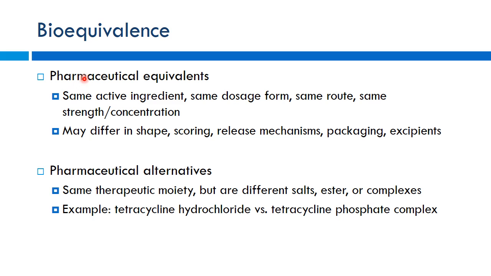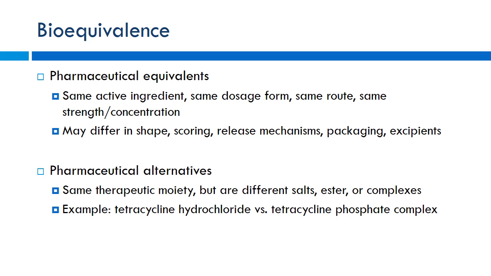So we'll talk about things being pharmaceutical equivalents, which just means they have the same active ingredient, dosage form, route, strength, concentration. This is where they can differ in shape, the scoring of it. What's a scoring of a tablet? Yeah, it's basically the line through where you can actually break it in half or whatever happens to be, right? So it's not like you're scoring, oh, this one gets 20 points. But they can have different release mechanisms, packaging, excipients, all those kind of different things can change, but the active ingredient really needs to be the same there.